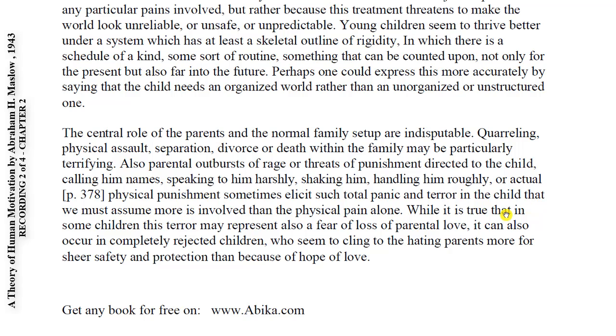While it is true that in some children this terror may represent also a fear of loss of parental love, it can also occur in completely rejected children who seem to cling to the hating parents more for sheer safety and protection than because of hope of love.